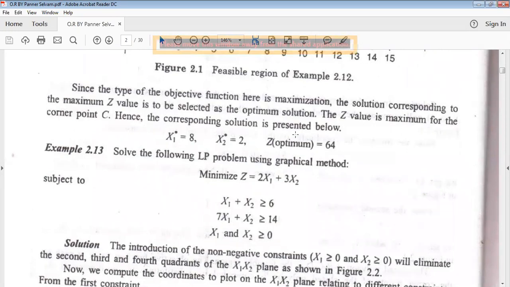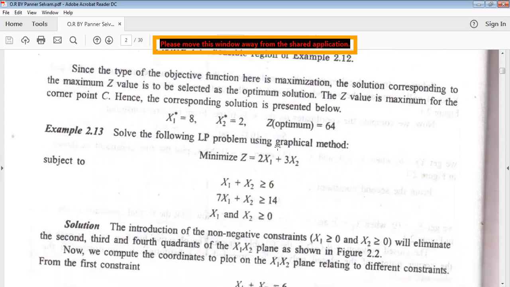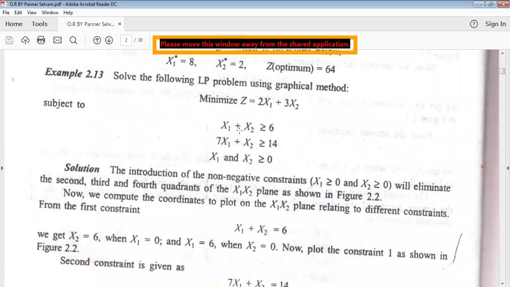Hence, the corresponding solution is presented below. That is where x1 is equal to 8, x2 is equal to 2. The z maximum, or z max, is equal to 64. That is the solution for this particular problem.